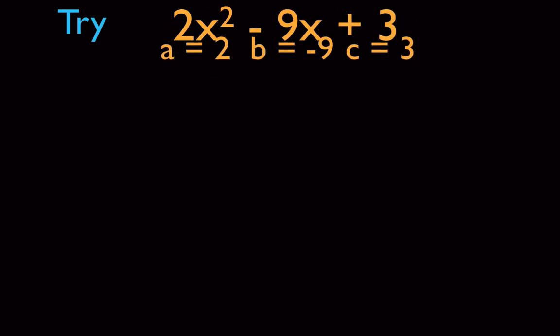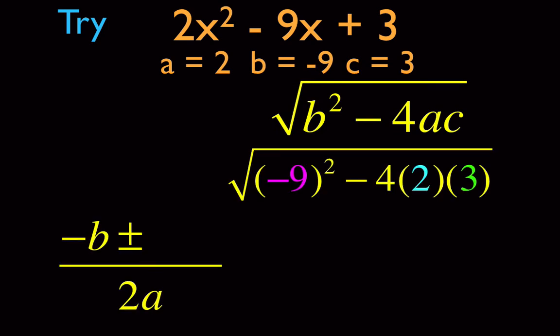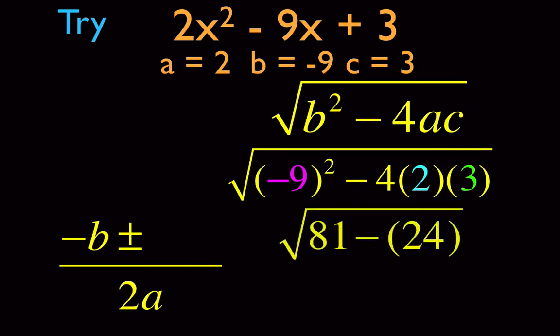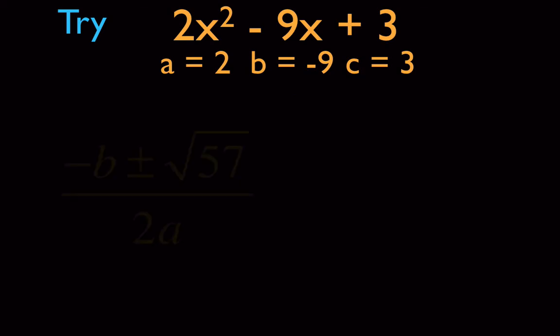All right, so we're going to plug in A, B, and C. B goes into the B spot, A and C. So we end up with 81 minus 4 times 2 times 3, which is 24. 81 minus 24 is again positive, which is positive 57, and that's going to get used right into the problem.